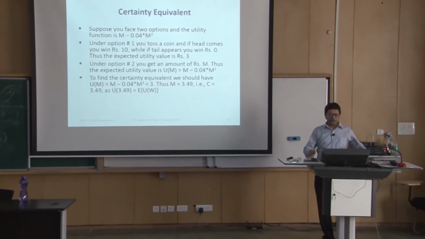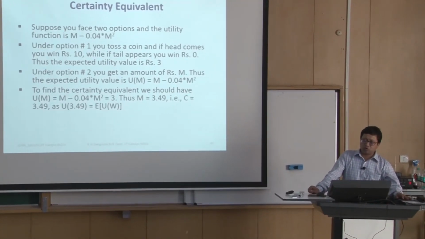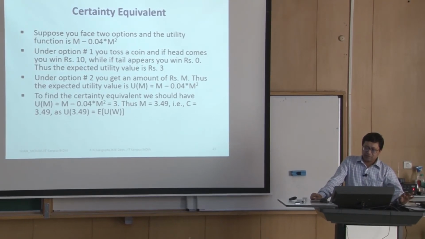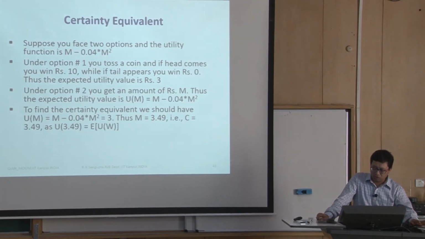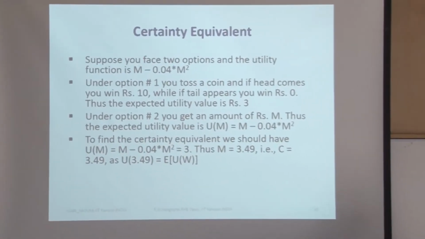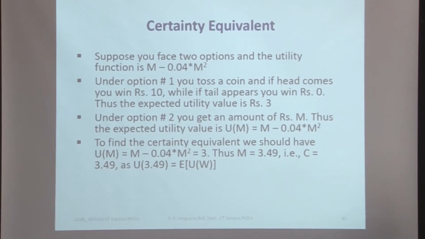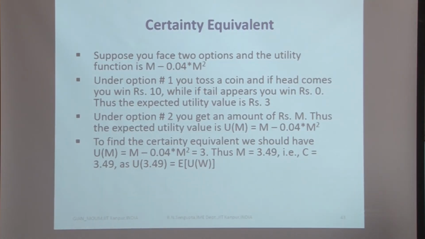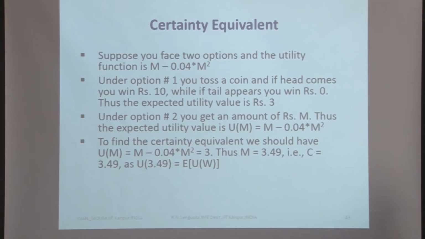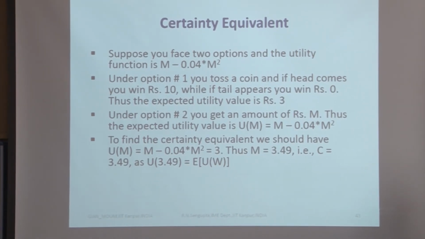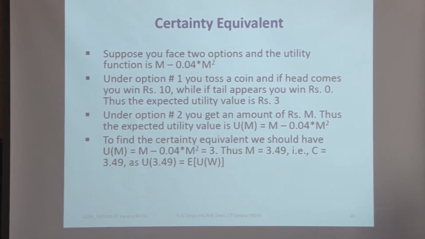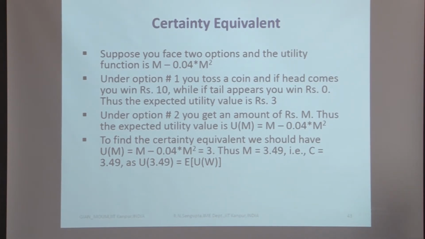So, if you do the first problem, suppose you have two options, utility functions are given. In option 1 you toss a coin, if a head comes you win 10, if a tail comes you win 0. Thus, the expected value if you find out using the quadratic utility function will be 3, and if you want to find out the certainty value, you just map the expected value of the decision which is probabilistic with the case which is the certainty value, and then find that out. So, if you take that value C, you are indifferent. If you want higher than C, that means you want to avoid risk. If you want lower than C, you want to take the risk.